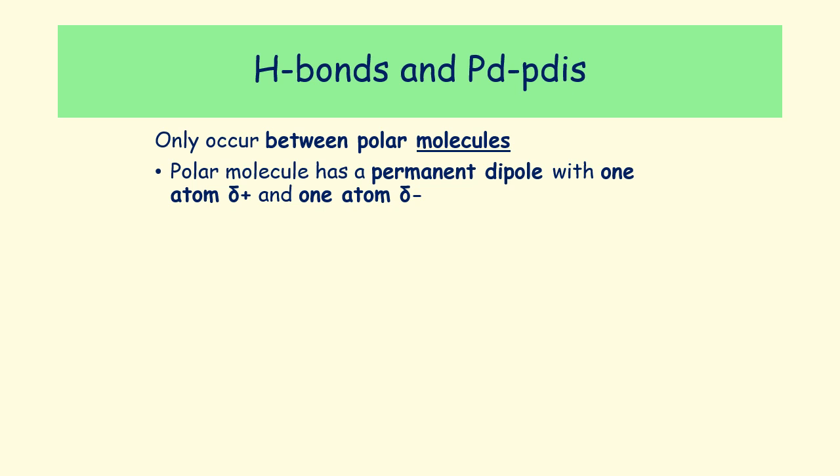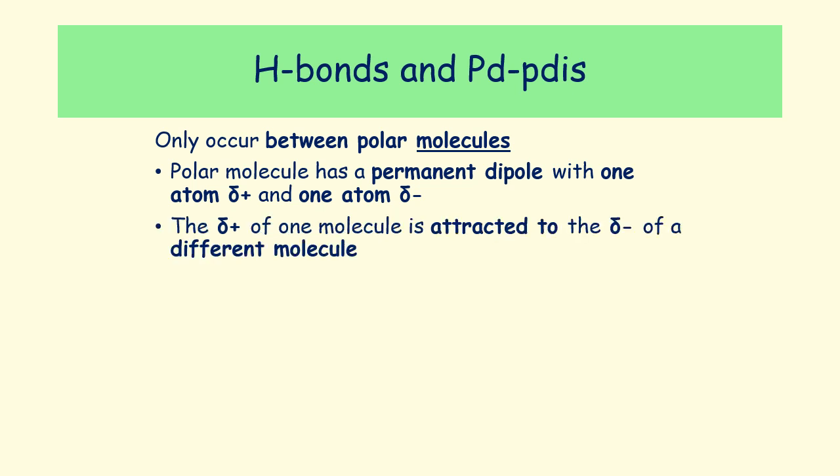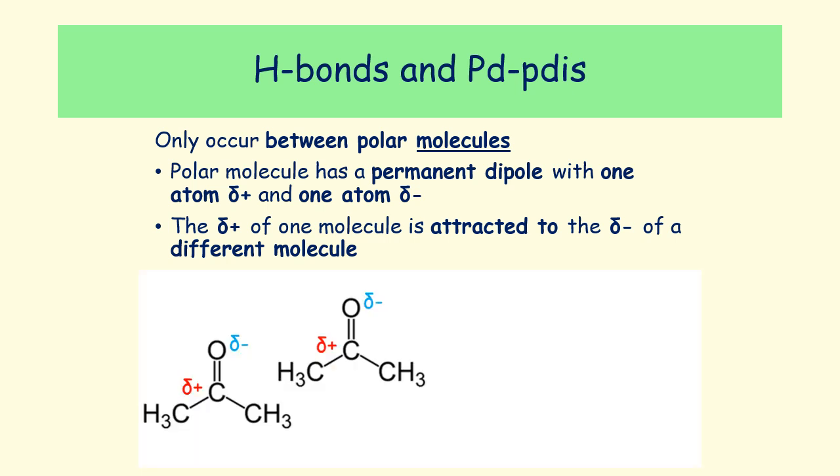When we talk about hydrogen bonds and permanent dipole interactions, what we mean is that the delta positive atom on one molecule has an attraction to the delta negative of a different molecule. So here we have two acetone molecules, and what we've done is we've drawn on the delta positive and the delta negative on the dipole, and where we have a delta negative on one, we can draw an attraction between it and the delta positive on a different molecule. Remember that intermolecular force only exists between the molecules.